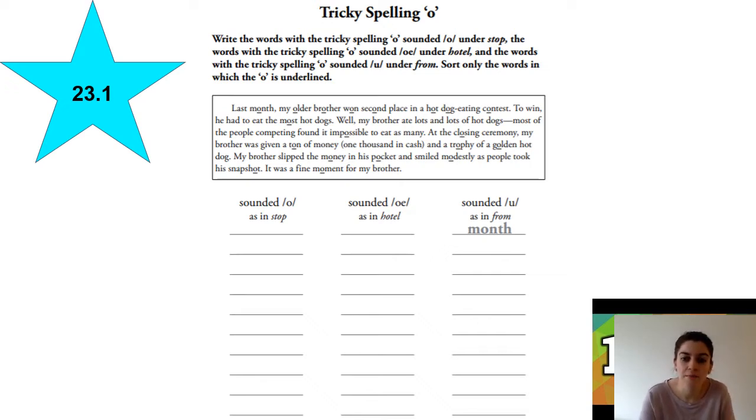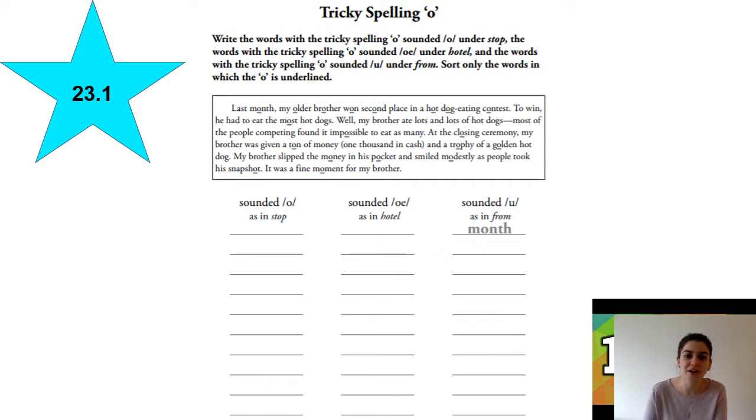The first column is for ah words. The second column is for O words. And the last column is for the third sound words. They already did one example for you, the first word. In the story it says last month. First they would have tried ah and they would have gotten month, which doesn't sound like a real word.